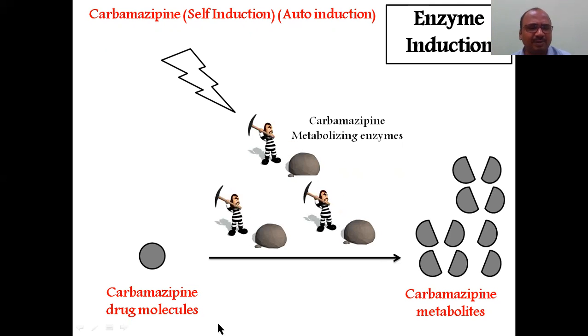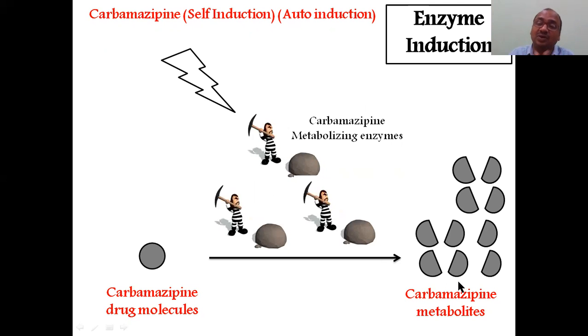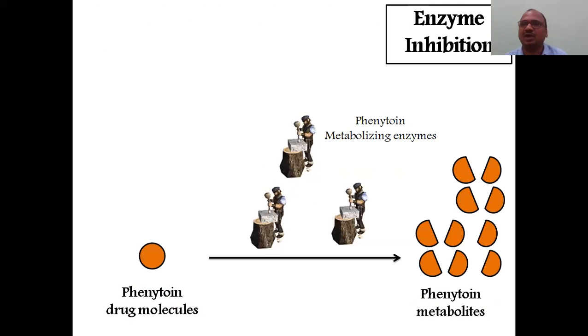Okay, see, carbamazepine's own metabolizing enzymes are more. That's why carbamazepine levels are decreased, and that's why you have to take a high dose. What we are taking is actually a high dose. Now, enzyme inhibition. This is a very good combination.